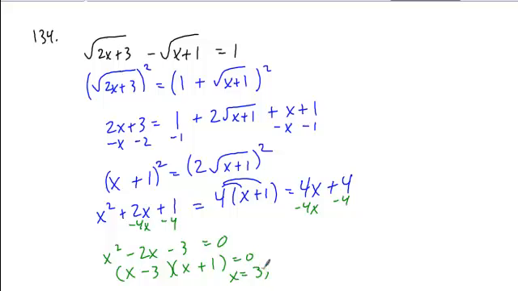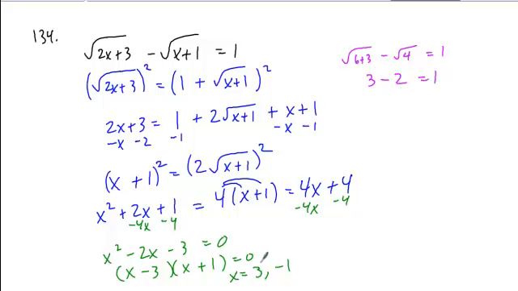I want to check each of these and make sure they work back in the original equation. So if I take 2 times 3, which is 6, plus 3, minus, here 3 plus 1 is 4, does that equal 1? Square root of 9 is 3, minus 2 does equal 1, so 3 works.